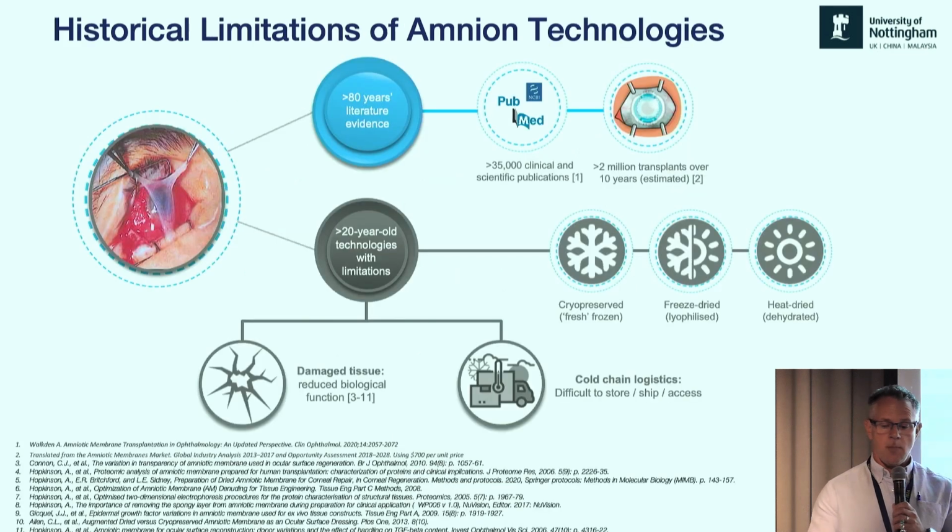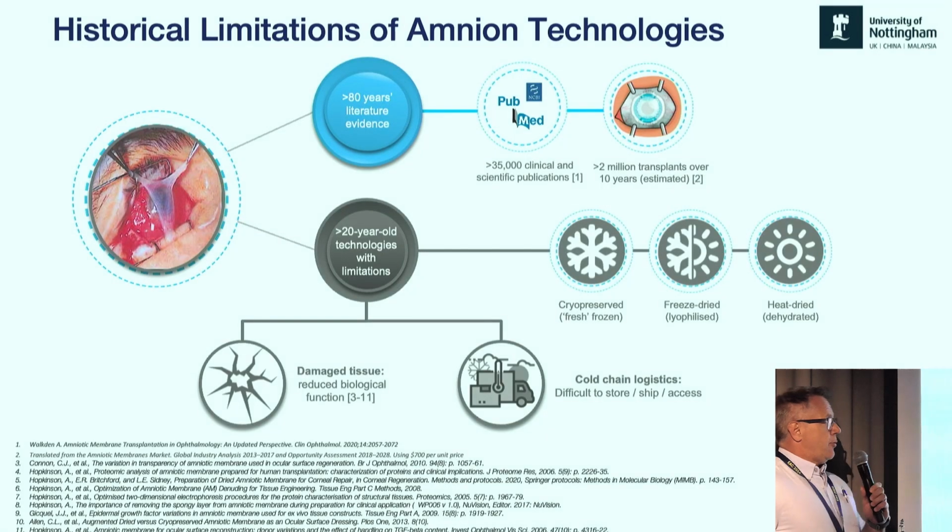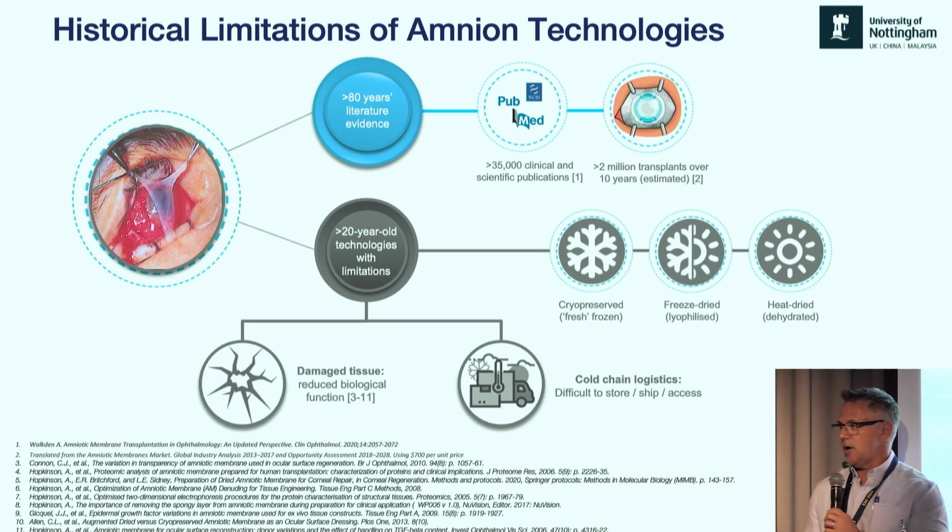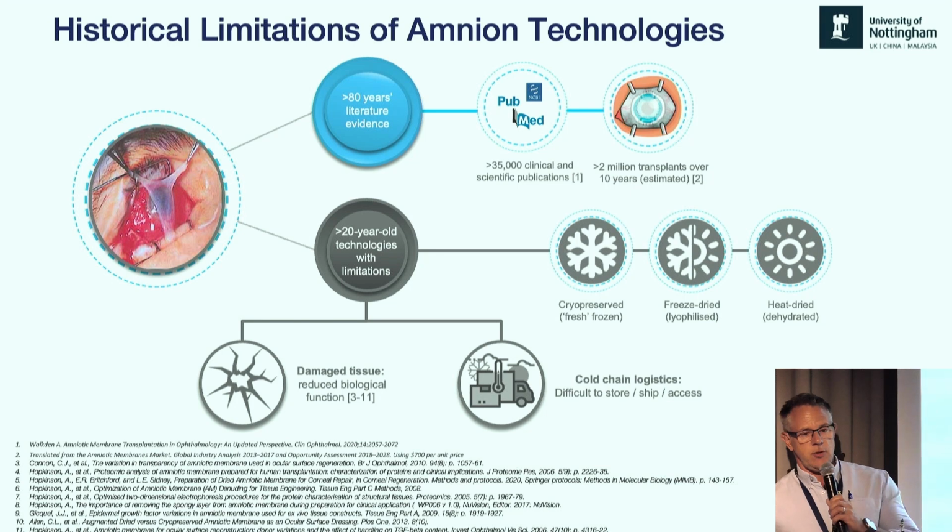Amnion's been used in ophthalmology for over 80 years, and if you look in literature, there's over 35,000 publications, not just in ophthalmology, but all clinical specialities. And when I actually first did this slide, I calculated that there'd be over 2 million transplants in the last 10 years. And the use of amnion has proliferated across multiple clinical specialities now, and there's almost 1 million transplants a year.